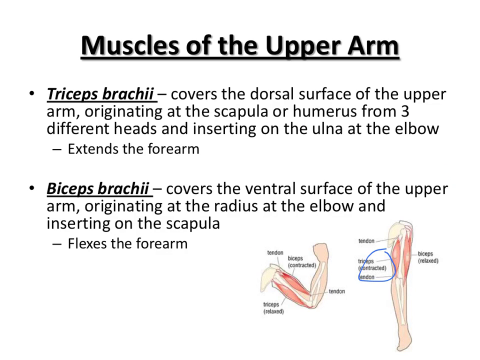The biceps brachii is on the ventral surface of your upper arm, originating at the radius of the elbow and inserting then on the scapula, the front part of the shoulder blade. This is what flexes your forearm. So if you contract your biceps, that's going to bend your elbow. And that's the classic muscle that you flex if you're trying to look tough or whatever.